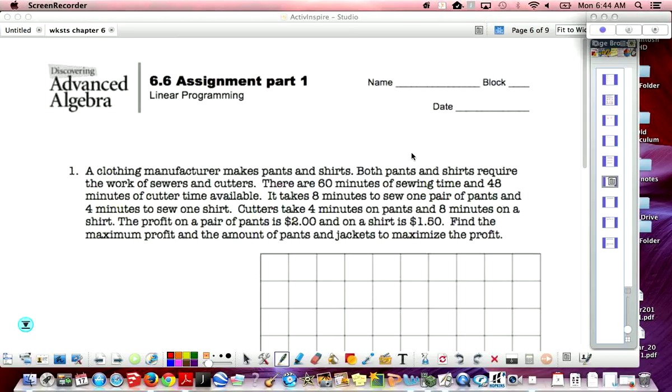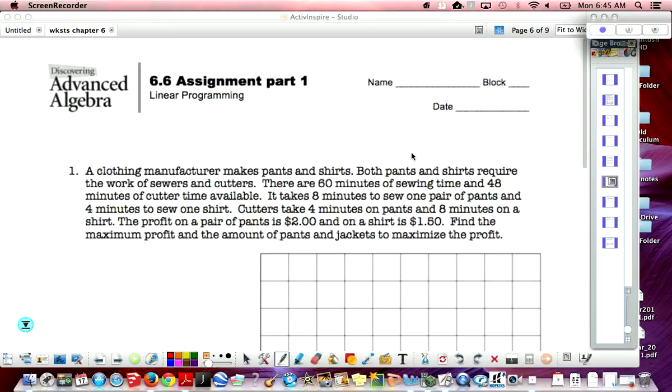Let's take a look at your 6.6 assignment here on linear programming. Now, remember with linear programming, we got a lot of different steps we need to do to solve this problem. So as we always advise you to do, first things first, read the problem. And when you read the problem, our first step is to define the variables that we're trying to solve for.